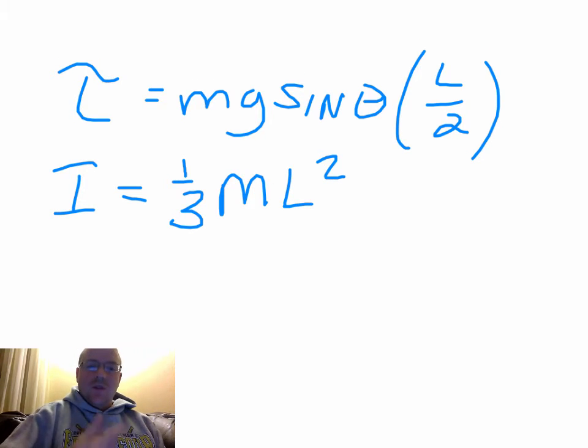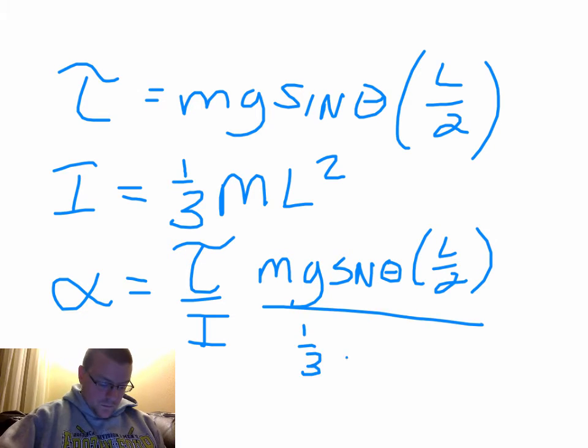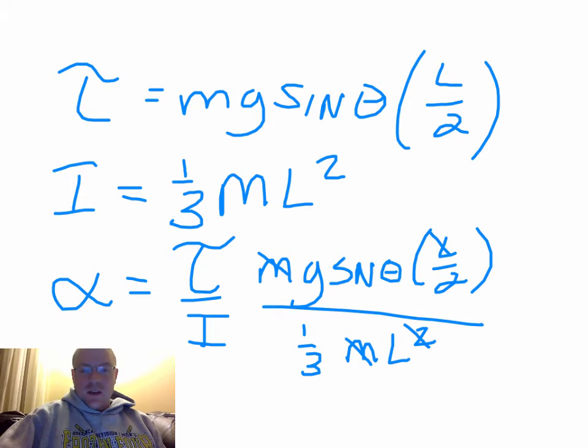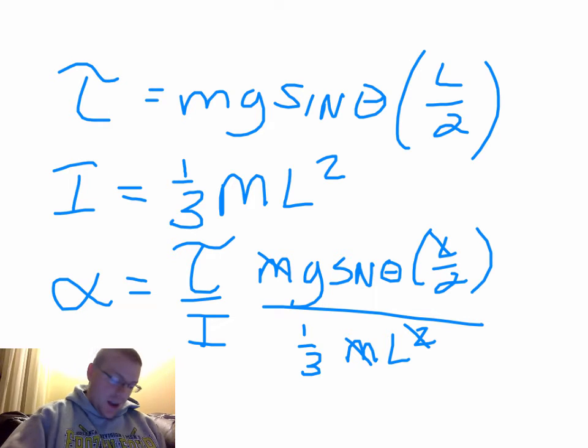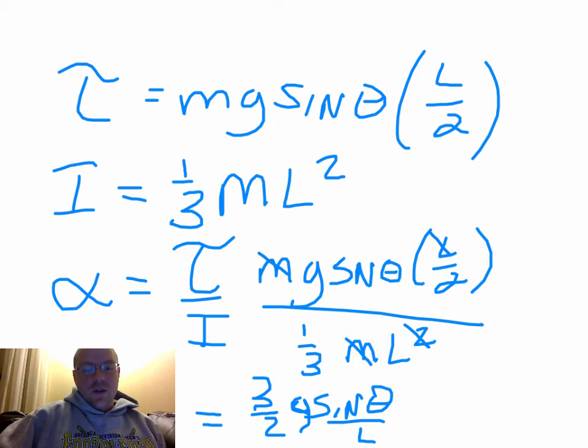So we have 1/3 mL squared for my moment of inertia. I've got mg sine theta L/2 for my torque, which means I can write an expression for my alpha. So alpha is the angular acceleration, which is torque over my moment of inertia, and doing some substitution, I can see that the mass of the meter stick actually does not matter, and I can get rid of one of the lengths of the meter stick, and my angular acceleration ends up being 3/2 g sine theta over L.